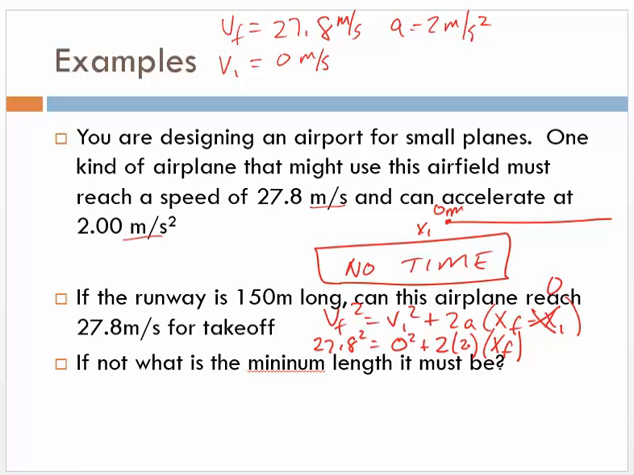Now let's find out what the length of this runway has to be if my plane's going to accelerate at 2 meters per second squared, start at 0, and has to be at 27.8 meters per second in this distance. By doing this problem, I got xf has to equal 193.2 meters. What that means is that for this plane to reach a speed of 27.8 meters per second, accelerating at 2 meters per second squared, it's going to have to be 193 meters to get there. If it's not, then it won't be going fast enough for takeoff.